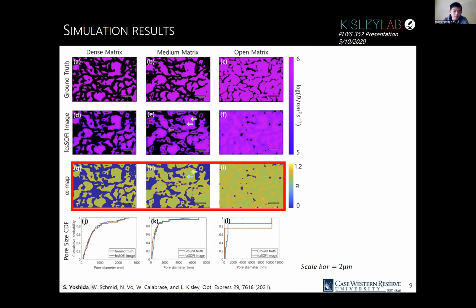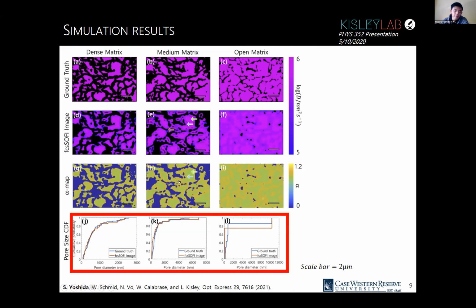And so with the alpha map, which is the anomaly, again, the nonlinearity of the MSD, we see something quite similar. Although notably, we don't see the super subdiffusive behavior in the narrow pores. We do see this edge behavior again.